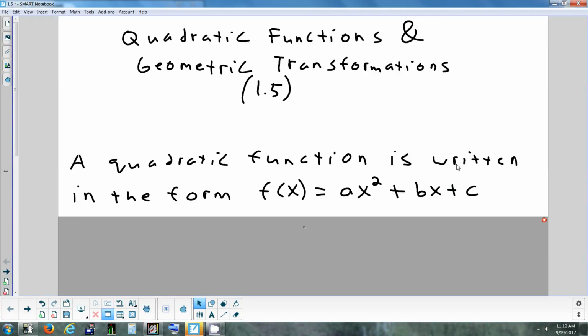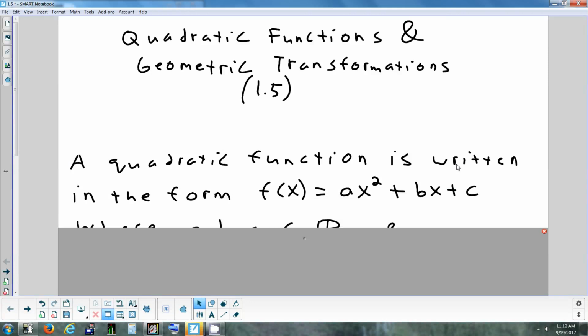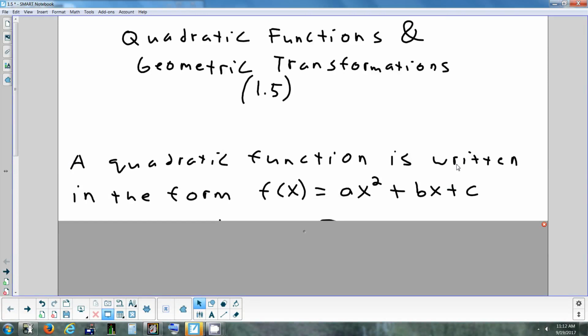Okay, so in general, if you have a quadratic function, it's written in this form: f of x equals ax squared plus bx plus c. And now a, b, and c can be any number you want, except a can't be 0. What would happen if you plug in a 0 for a?